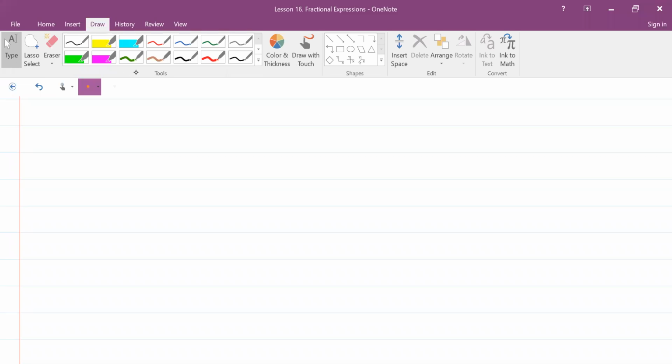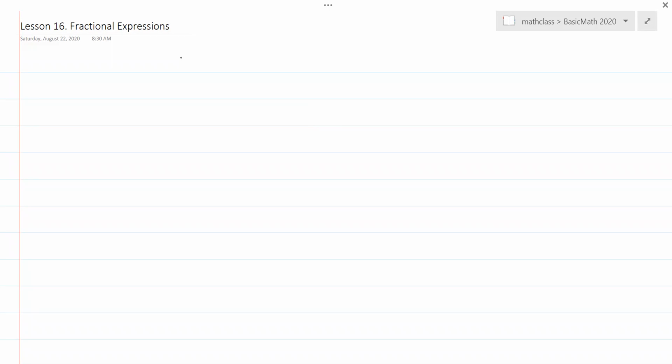So for fraction expressions, we are not just talking about numbers, because this is basic math, right? First, let's recall a couple of formulas for fractions. When we add two fractions together, there are certain rules you have to follow, okay?